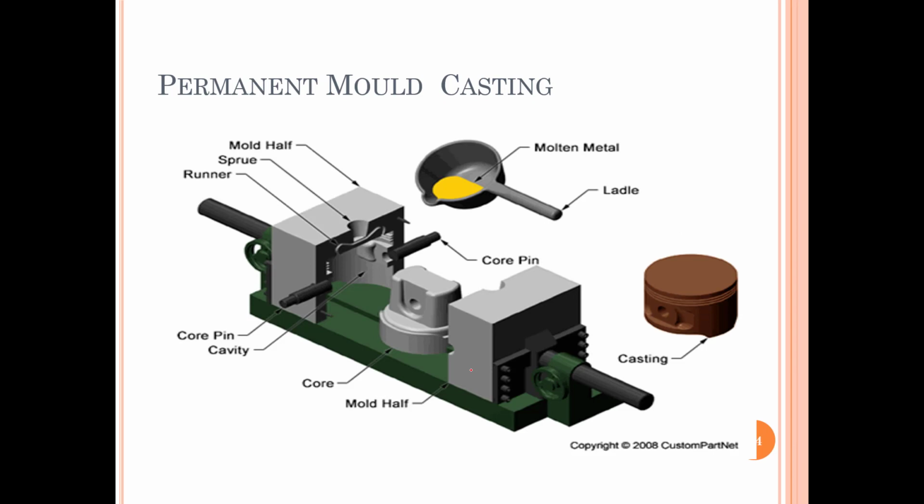So this is the setup. Here the mold half is there, and we have the core pin, runner, and sprue. Another half, so we have two halves. Then the core pin is there, and we are pouring the molten metal through this, and we are closing that. Finally, we are getting the final product like this.